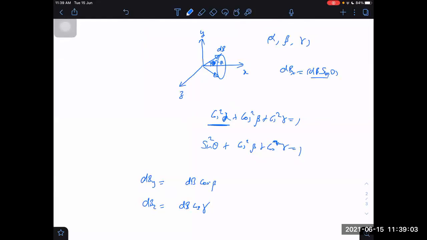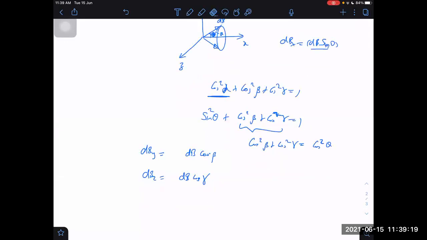I can do one thing here. Can I put this cos square beta plus cos square gamma as cos square theta also, right? Can I put it as cos square theta or not? Yes, sir. We can put cos square beta plus cos square gamma as cos square theta. And then I can write cos square beta divided by cos square theta plus cos square gamma divided by cos square theta is equal to 1.